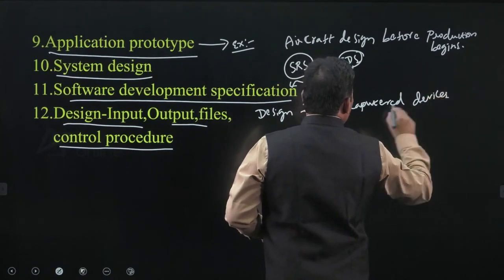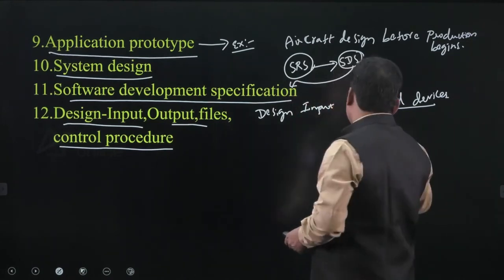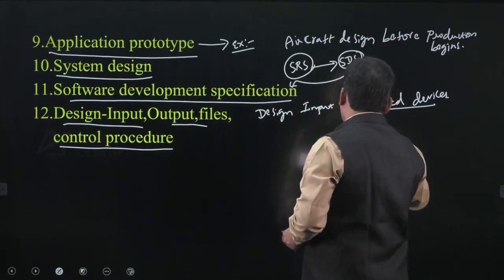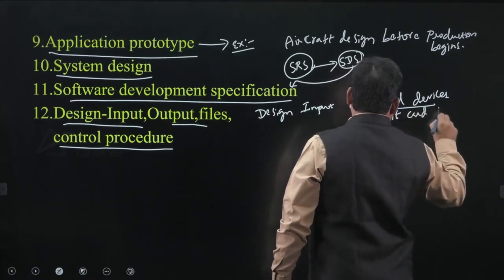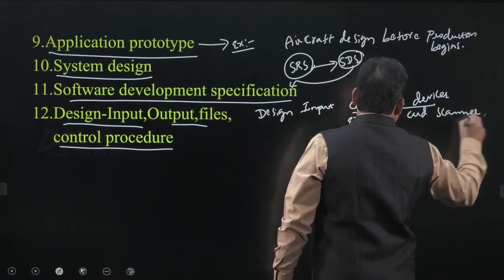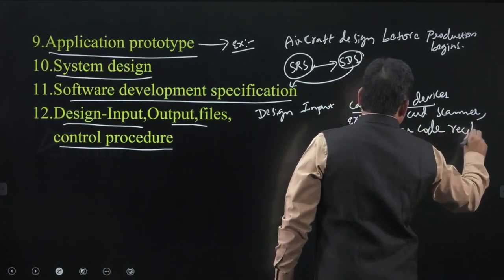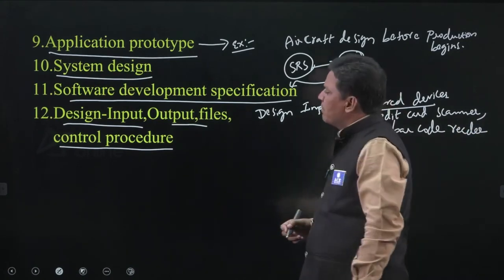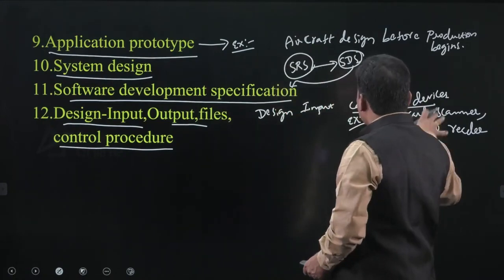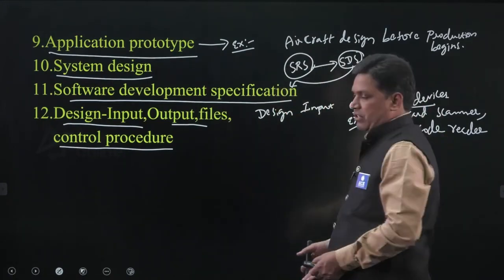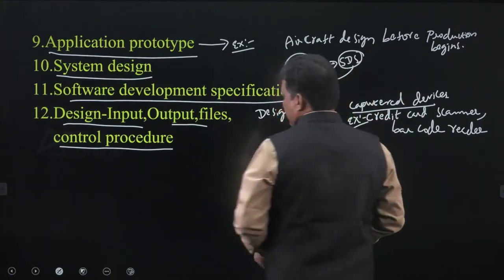There are some various captured devices. What are those? An example of a captured device here is a credit card scanner, a barcode reader. So these are the examples for what is used in designing the input. The input system takes input by using these devices, credit card scanner as well as barcode reader. That is the importance.